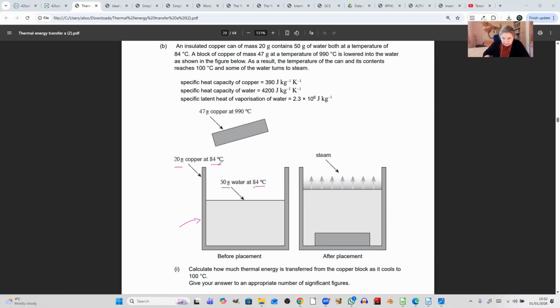That is also labelled. We've got a block of copper that's got a mass of 47 and a temperature of 990. And it's lowered, so it's really hot, and it's lowered into the water as shown in the figure below. So it ends up in the water. As a result, the temperature of the can and the content, so we've now got two different materials, are warming up, reaches 100 degrees. So the can gets to 100 and some of the water turns to steam.